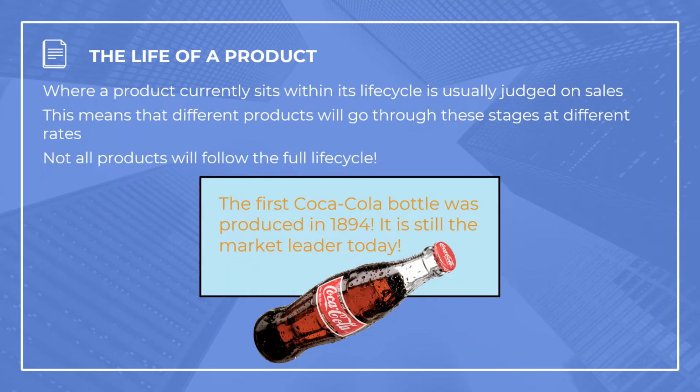So the life of a product is where it actually sits within those 5 stages, and it's usually judged on sales. So that means that some products are going to go through those stages at different rates. For example, the iPhone that we just looked at is at the maturity stage, and it's basically been there for quite some time now because it's not really showing any evidence of decline. Now, not all products are going to follow the full life cycle. For example, the first Coca-Cola bottle was actually produced in 1894, and it's still the market leader today, so it hasn't shown any signs of decline.